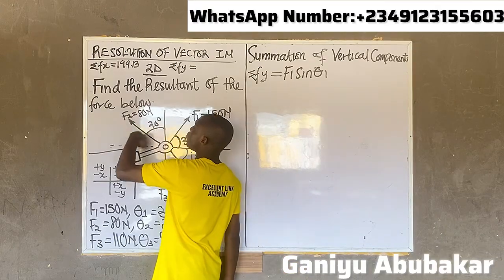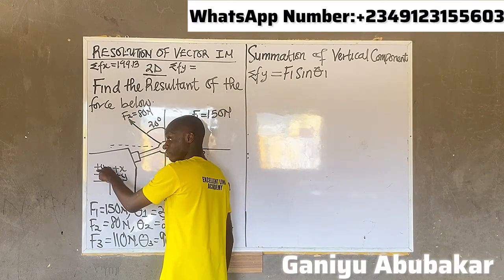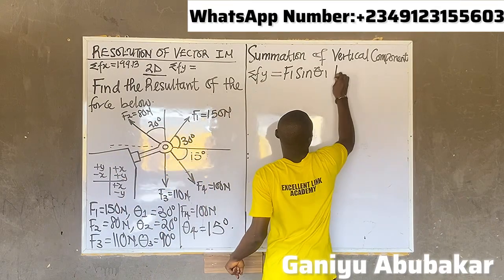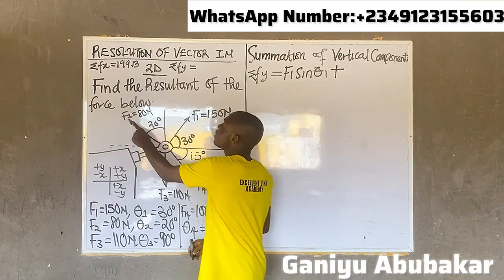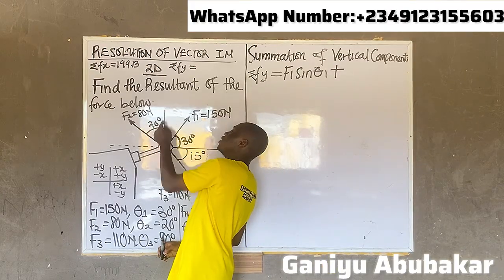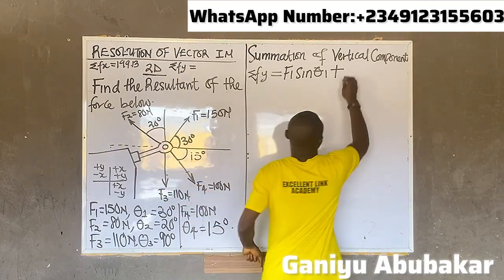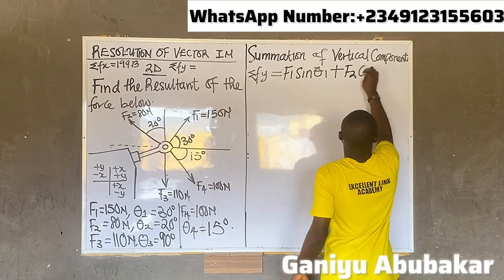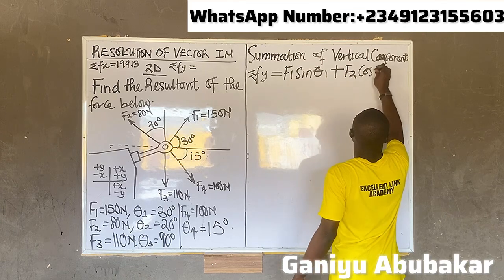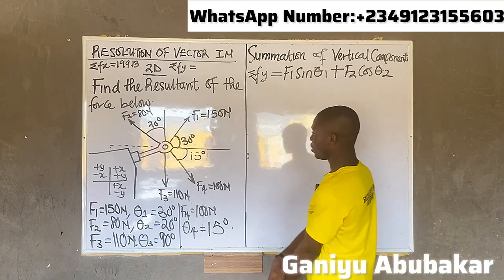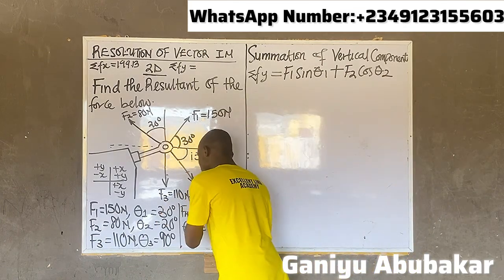For second quadrant, the y becomes positive. So I should have what? Positive. Resolve this f2 to the vertical. The angle is on the vertical, becomes cos. That gives you f2 cos theta 2. Done with that. Move to f3 and f4.